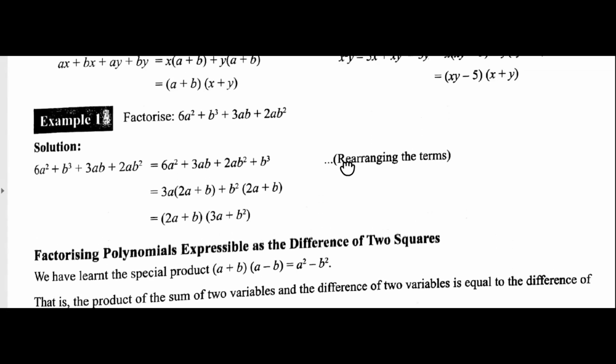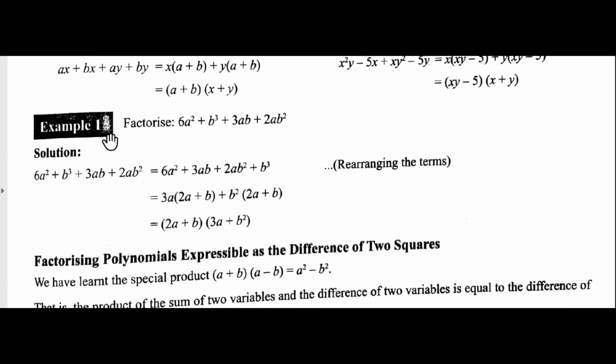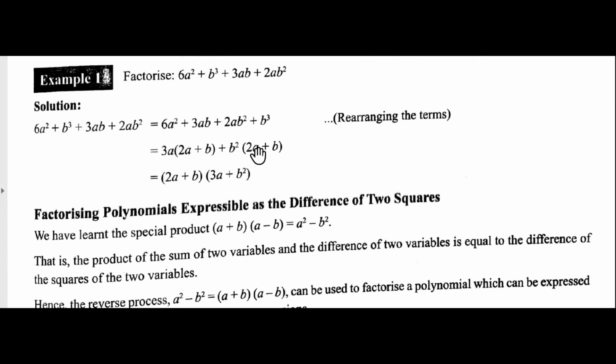Okay, so similarly, let's discuss solved example one: 6a square plus b cube plus 3ab plus 2ab square. Here we can group these terms. 6a square plus 3ab, these two we can group, as we are not finding anything common with the others. Here we find 3a as common. Similarly from the other two terms we can take b square as common, and then we get 2a plus b and 2a plus b as common. Then you will get the final answer.